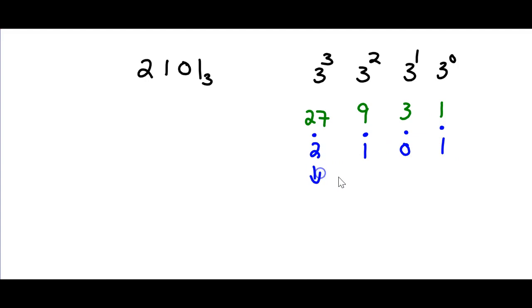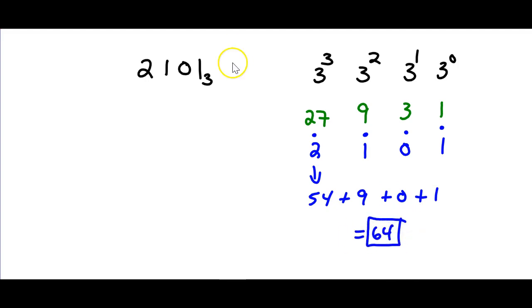And so this becomes 2 times 27, 54, plus 9, plus 0, plus 1. Add all those up and you get 64. So this is the same thing as 64 in base 10. And I'm going to give you some of these for homework so you can try them out and ask me questions if you have questions on those.